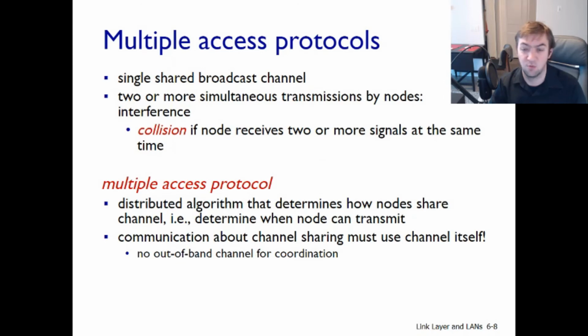So multiple access protocols come into play when you have a single shared broadcast channel where multiple nodes need to be transmitting at the same time. This is where interference can happen. You might have a node that's receiving multiple signals at the same time from different senders. And so a multiple access protocol is an algorithm that talks about how nodes actually share this channel. When is a node allowed to transmit versus when does it have to wait? Now this communication about sharing the channel is going to have to use the channel itself. There's no secondary source you can use for coordination.